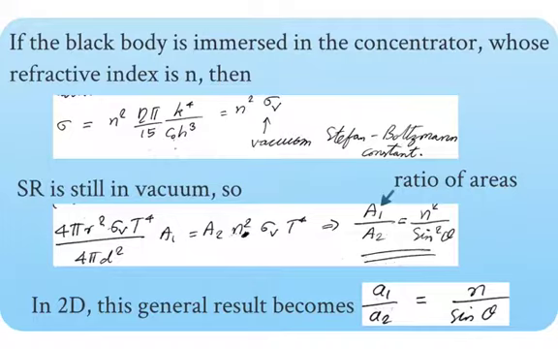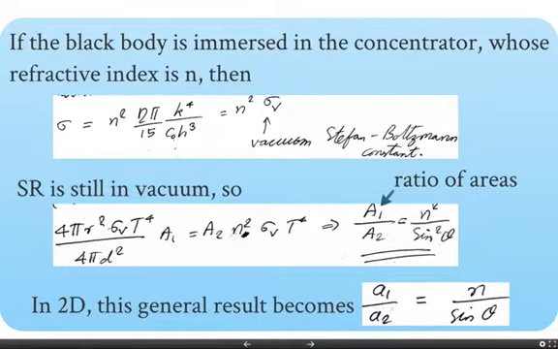So in other words, I have increased my concentration factor by a factor of n squared without doing anything other than just filling my CPC with some material. That's great, right? Because I don't have to do anything, just fill it with water, for instance. I can increase my concentration without giving up on the acceptance angle. So that's a really nice design possibility as well. And this is, of course, in 3D. In 2D, this general result becomes A1 over A2 is n over sine theta. So you should be aware of this possibility.